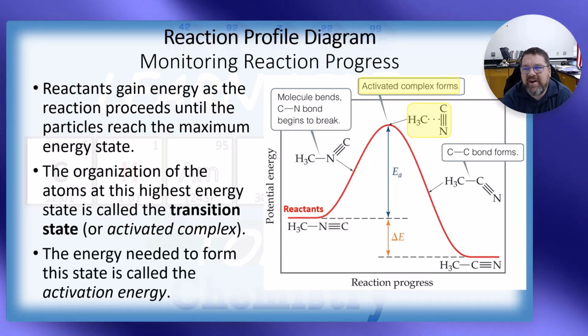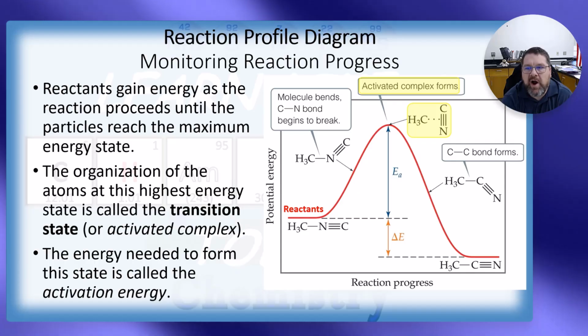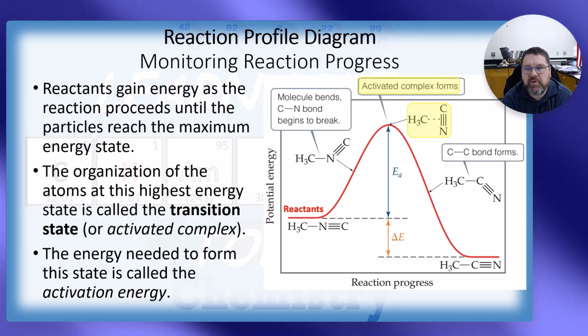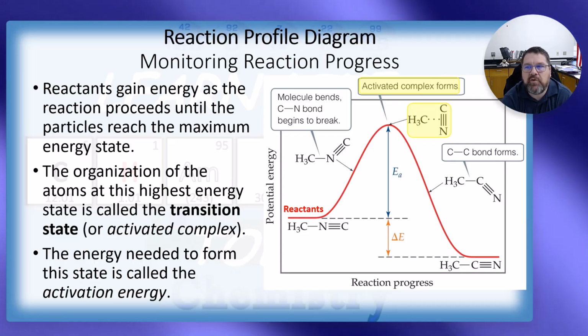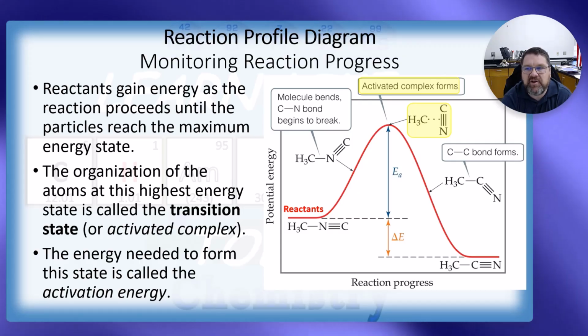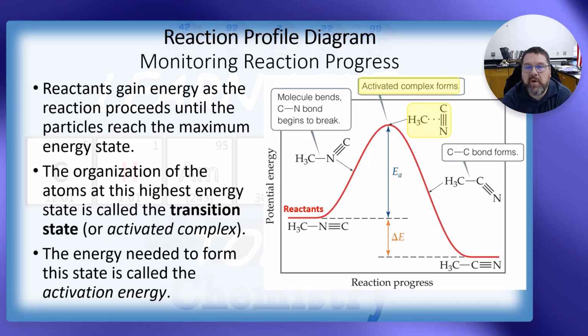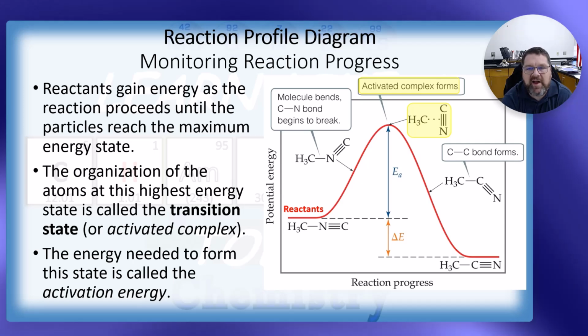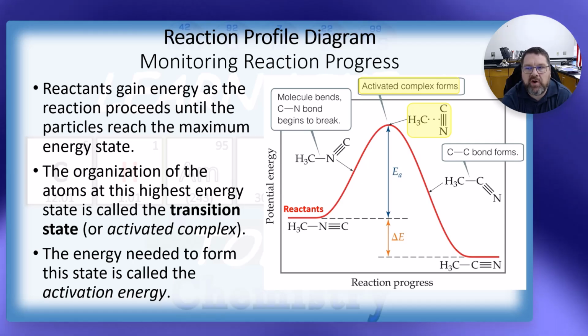So the energy, that minimum energy that's required to get from the initial potential energy of the reactants up to that activated complex, that transition state, that is your activation energy, or your E sub A. So if you have numeric values on your y-axis for potential energy, you can actually quantify what that activation energy is.